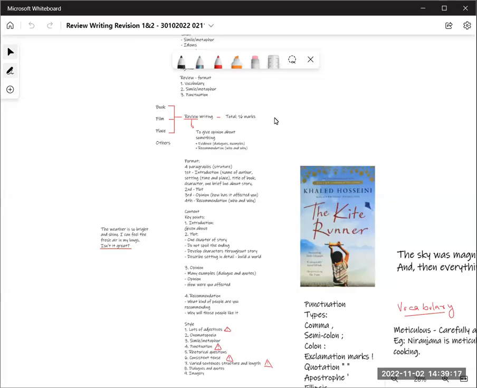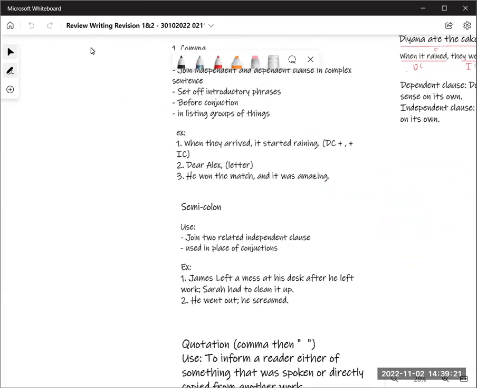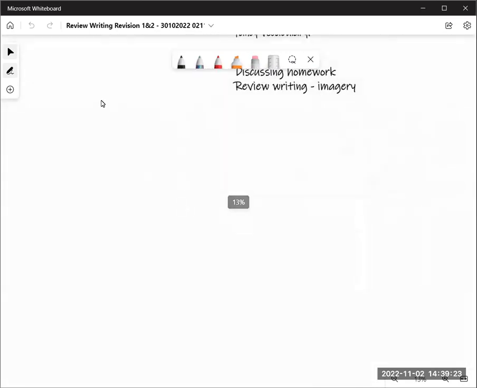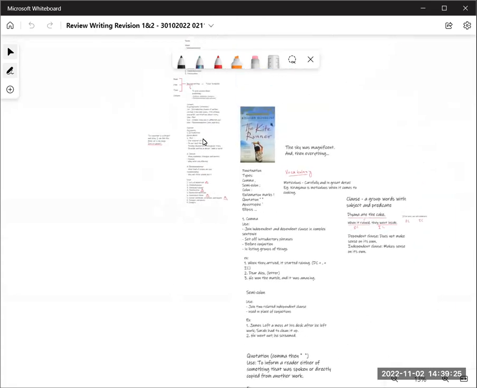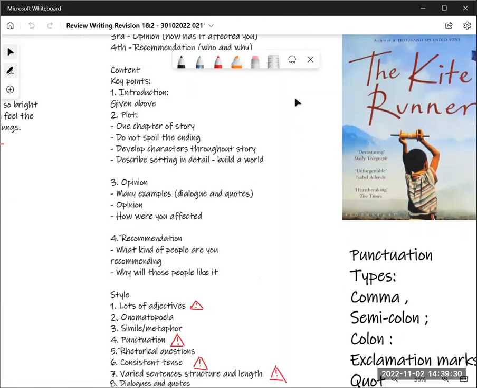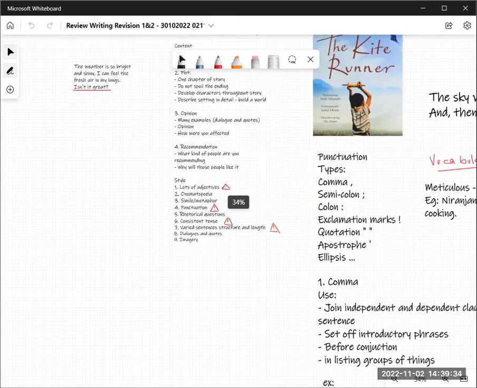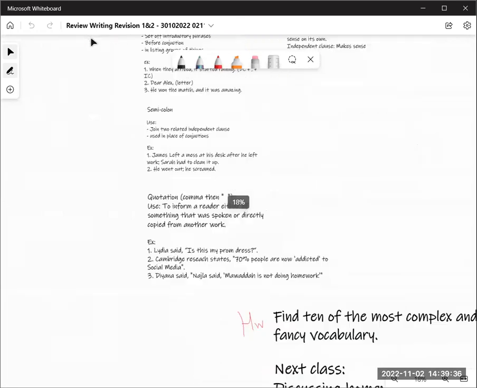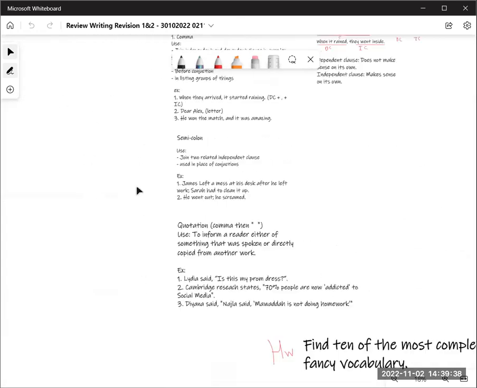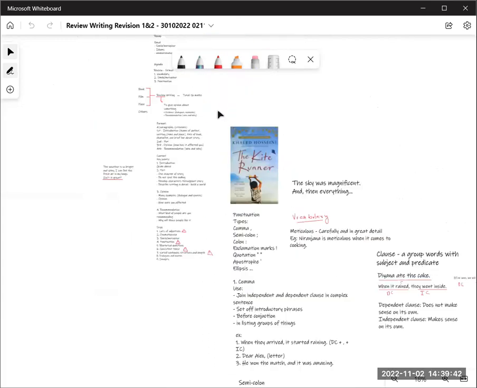We're studying GCSE English as a second language, and we're starting the review writing revision 2. To recap, in the last class, we looked at the format. What are the formats? How many paragraphs do you have? What key points are there? What style do you have to use? We looked at a few style things as well. We looked at punctuation and clauses. Today, we're going to continue that.